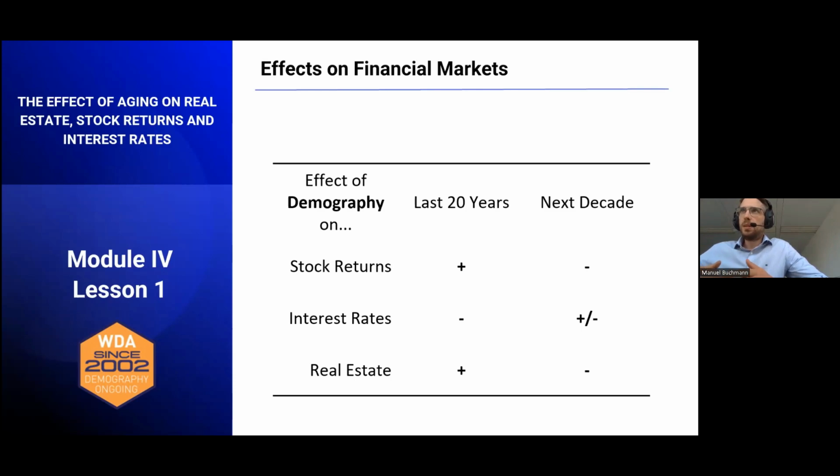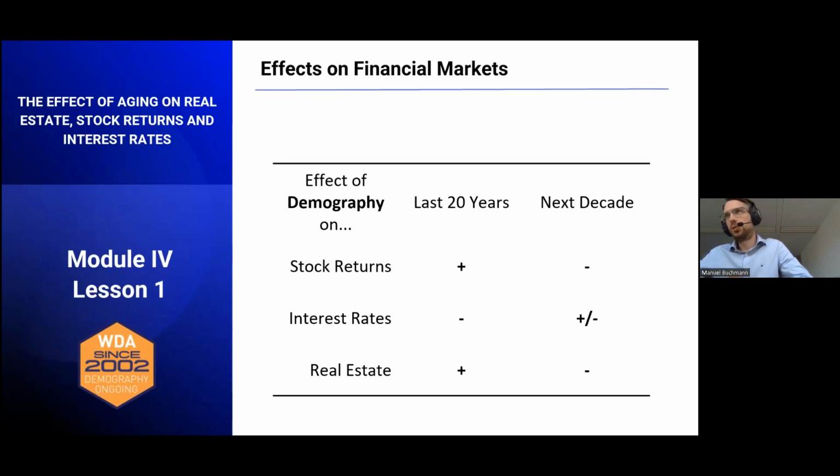What we have seen in the past 20 years on the stock markets is a very large positive effect of demography, because as we have seen, baby boomers have been in this age where they save and invest a lot. So there has been a lot of demand from baby boomers for stocks in anticipation of their own retirement. This should have had a significant positive effect on the demand for stocks and therefore also stock returns.